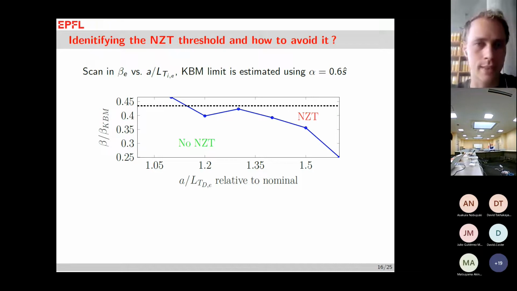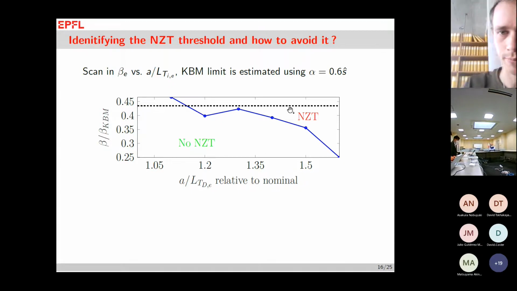Now, in order to characterize the KBM threshold, we have been varying the value of beta and the temperature gradients of electrons and ions. What we find is this blue line here. Essentially, anything above the blue line leads to an NZT, whereas below the blue line we do not have an NZT. The dashed black line indicates the nominal value of beta. You can see that already for about a 10% increase of the gradients, you hit the non-zonal transition and you won't be able to simulate.